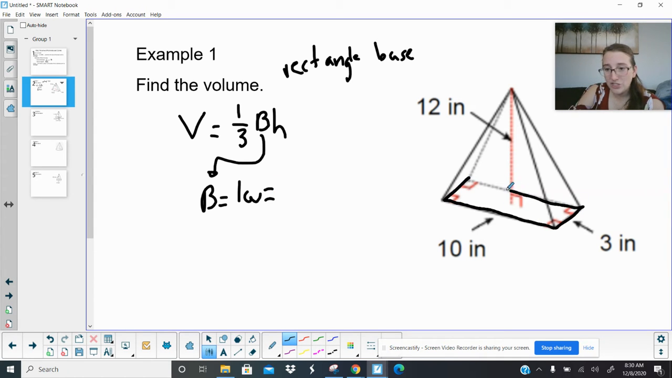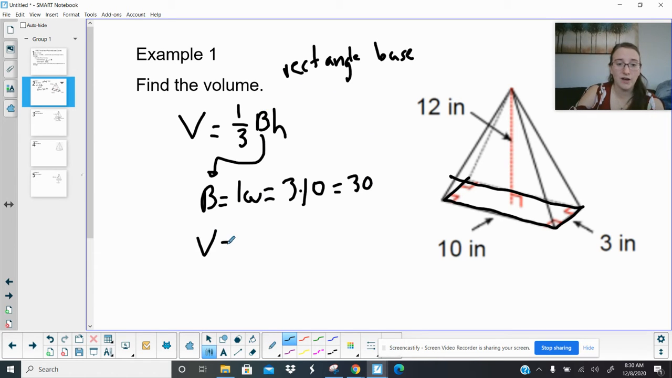What are the dimensions of that rectangle? What are the length and the width? 10 and 3, right? It doesn't matter which we call the length or which we call the width because we're just multiplying them. We know 3 times 10 is the same as 10 times 3. So here is the area of our base. This is going to get plugged in for B.